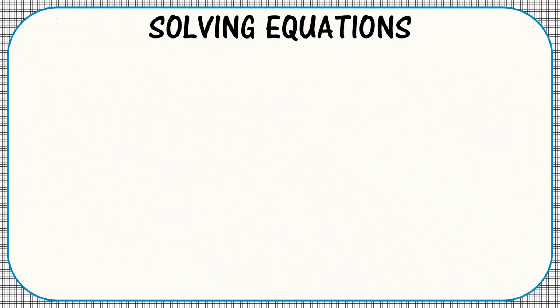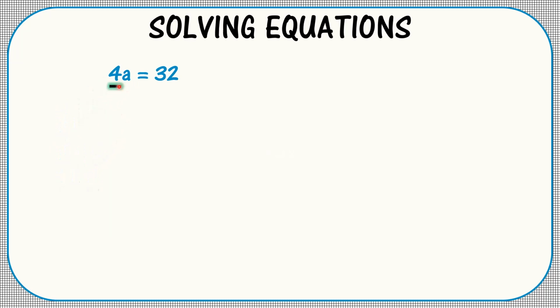Let's go through a few more examples. We have 4a is equal to 32. We need to understand what 4a basically means in terms of algebra. 4a is basically 4 multiplied by a, or a times 4. Now in algebra, the number comes first and then the letters come in alphabetical order. So we know that 4a is equal to a multiplied by 4.